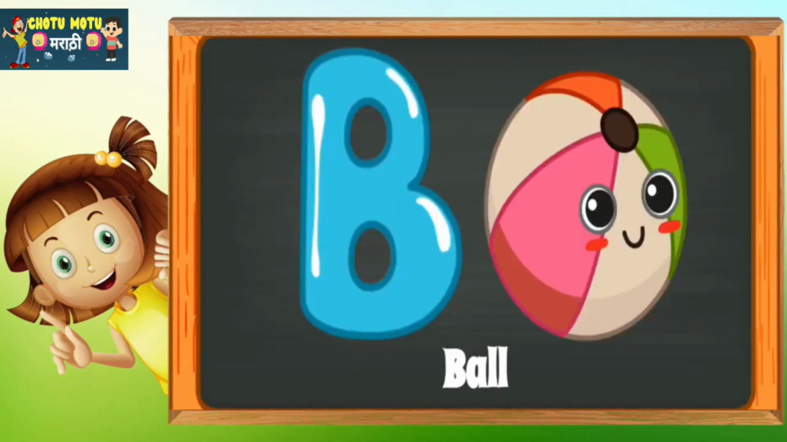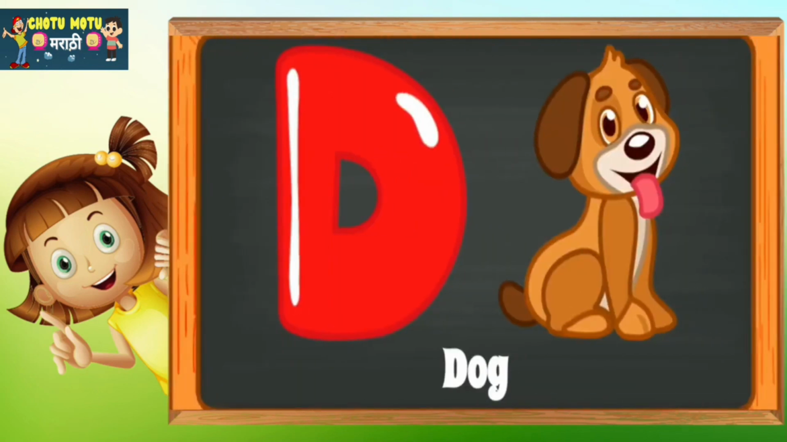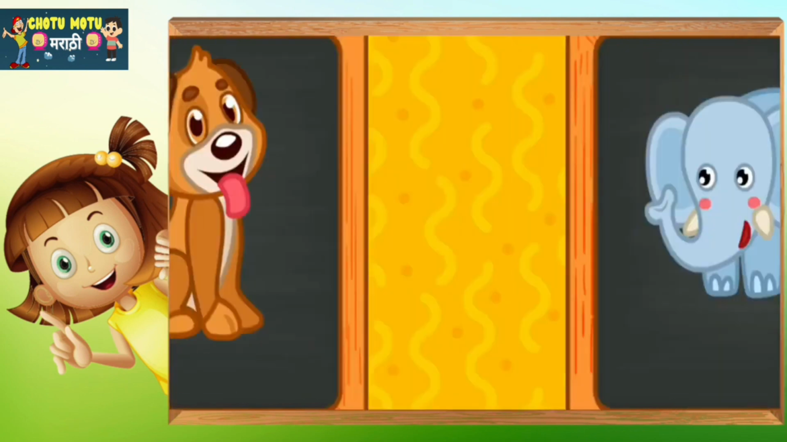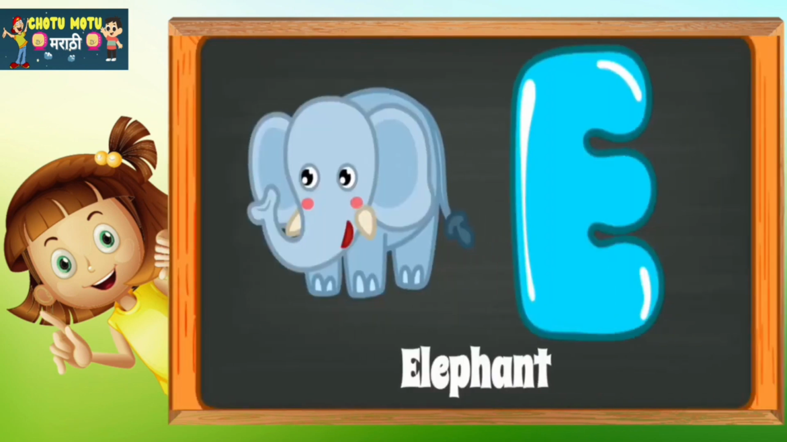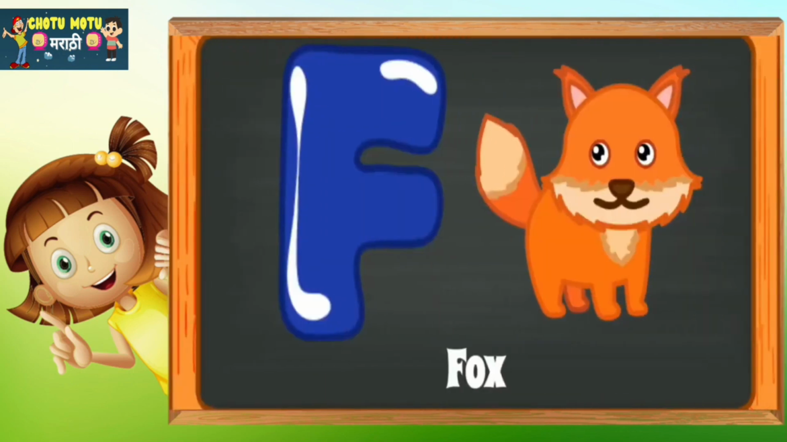B for ball. C for car. D for dog. E for elephant. F for fox.